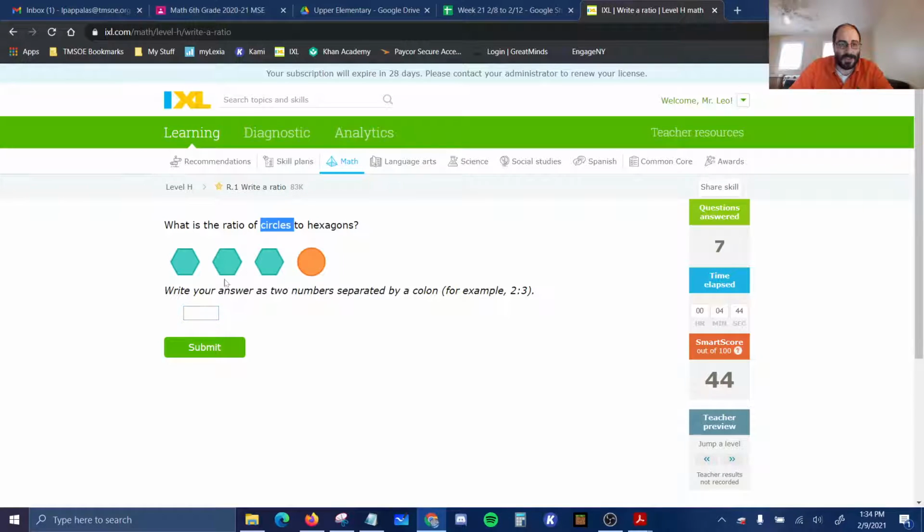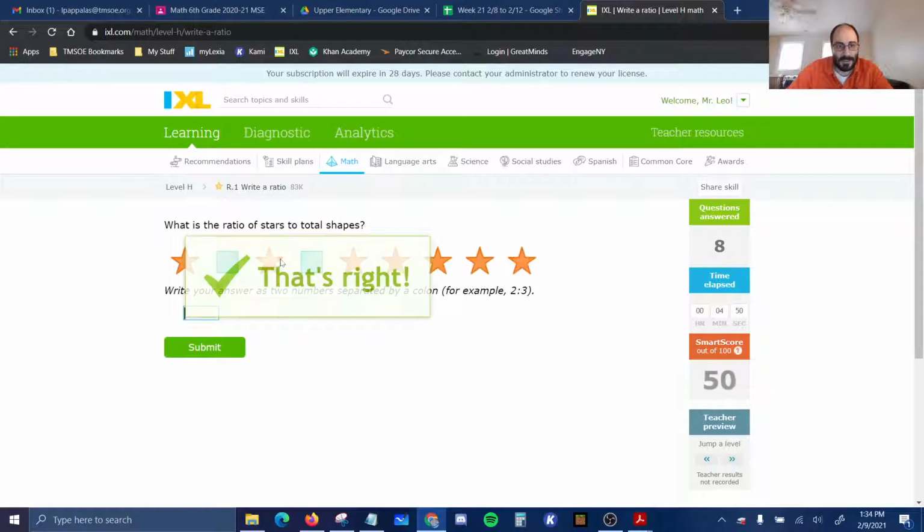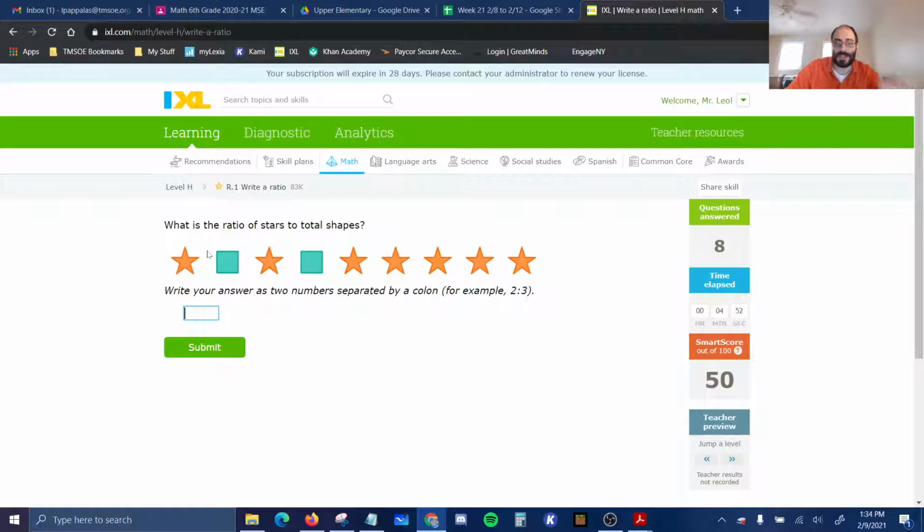So this one says circles, which is there's one circle. Put my colon, and hexagons, there's 3 hexagons. Okay, now we're getting back to the total shapes. Okay, what is the ratio of stars to total shapes? So stars comes first. 1, 2, 3, 4, 5, 6, 7. Put my colon here.